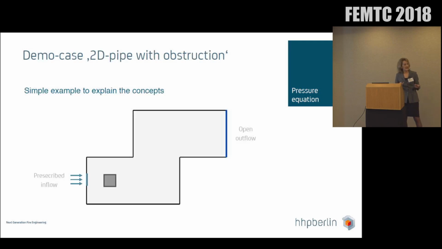Now, before I explain the concepts behind the different solvers, let me introduce a very simple demo geometry. It's an angled pipe domain in 2D. We have an inflow on the left-hand side. We have an obstruction in between. And we have an open outflow on the right-hand side.